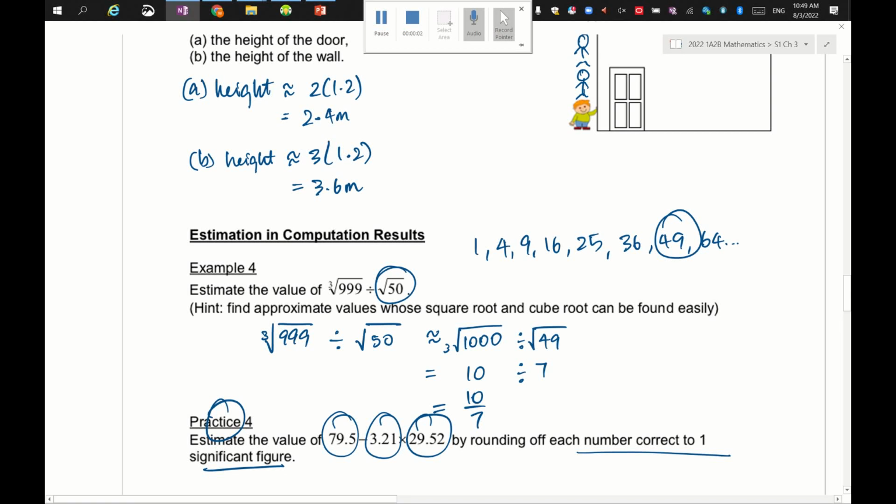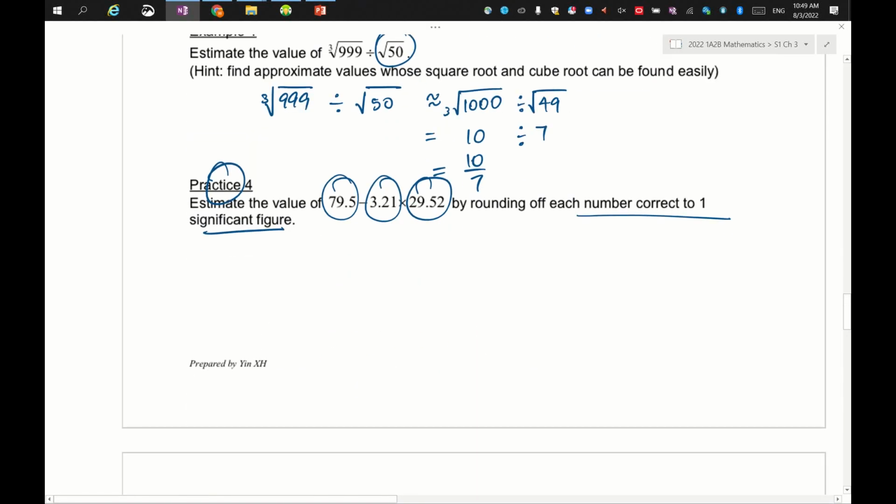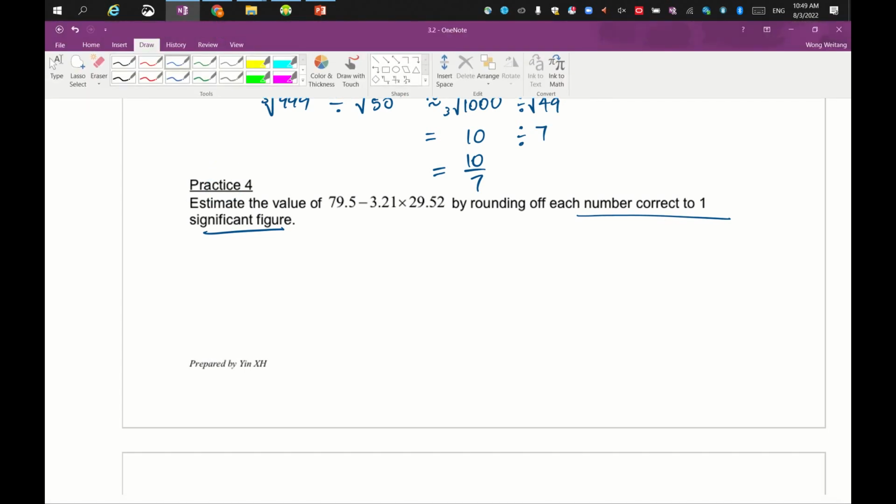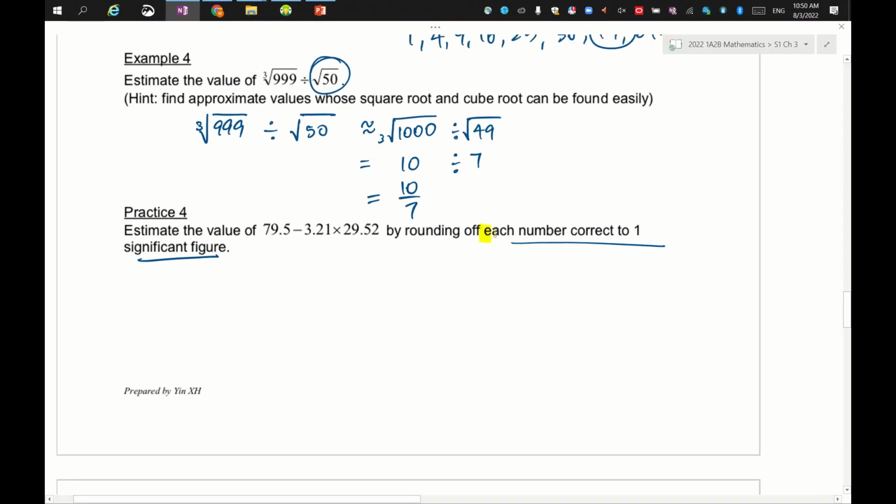Okay, in my absence, I asked you to complete the last 2 pages of notes, so that's where we're going to carry on from. So let's start with practice 4. Estimate the value of 79.5 minus 3.21 times 29.25 by rounding off each number, correct to one significant figure. Each number. They did not say to find the final answer, then round it off to one significant figure. They said round off each number.